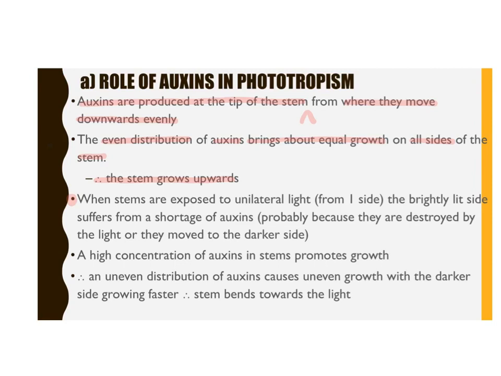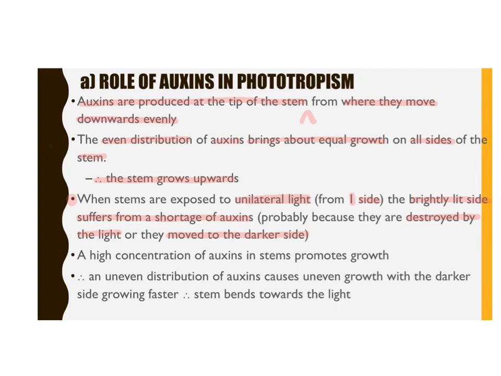So when stems are exposed to unilateral light, that's a very important word there, because another word you can get sometimes is uniform light. Uniform light means it's equal on all sides. Unilateral means it's coming from one side only. So it's being exposed to uneven light. That means that the brightly lit sides will suffer from a shortage of auxins. Now, we don't know why. It's very likely because auxins are destroyed by the light, or they move away from the light, so they move to the darker side of the plant. Either of those are acceptable things to include in your answer.